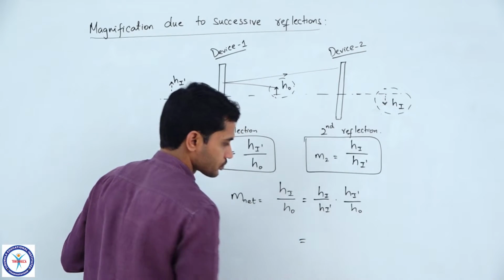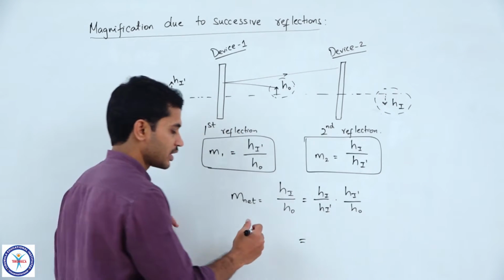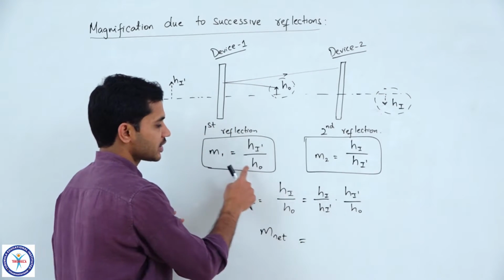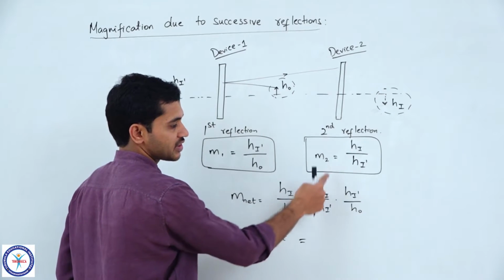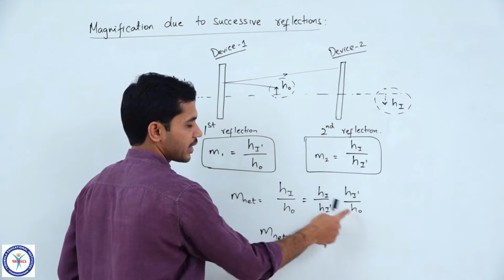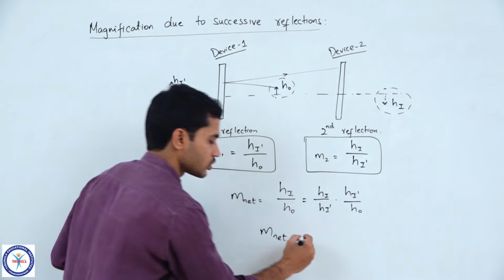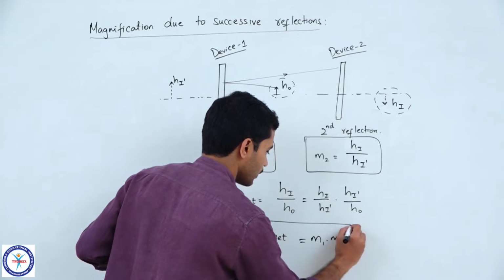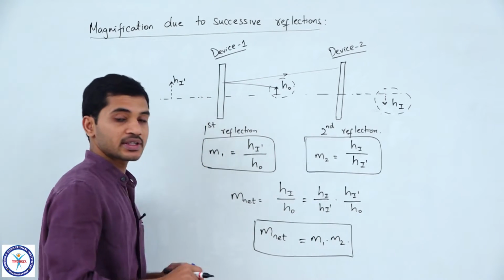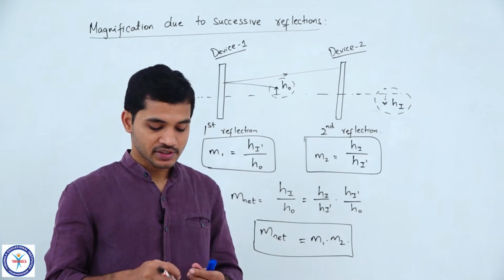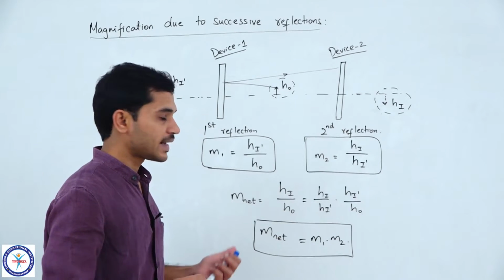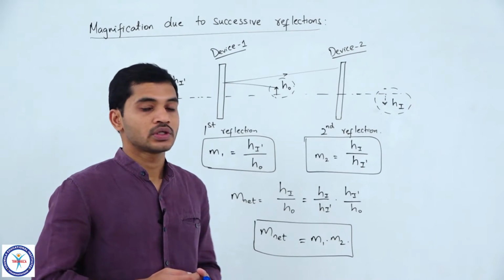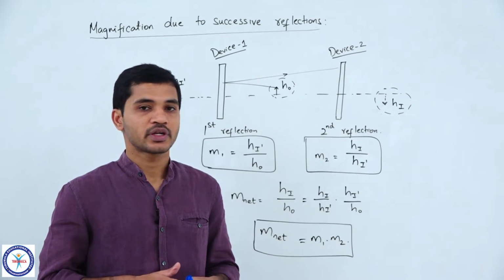So, what is the final expression which I will be getting? I will be getting net magnification in such a case as hi by hi dash is nothing but m2, hi dash by ho is nothing but m1. So, the final expression which I will get here is m1 into m2. This is a very important result. Whenever successive reflections are happening, we can say that the net magnification that is produced in such a scenario will be equal to the product of the individual magnifications.